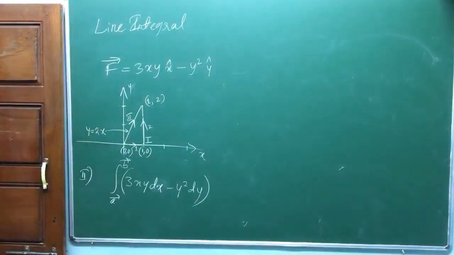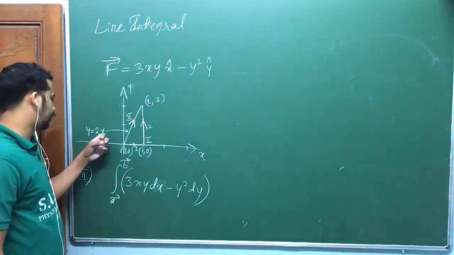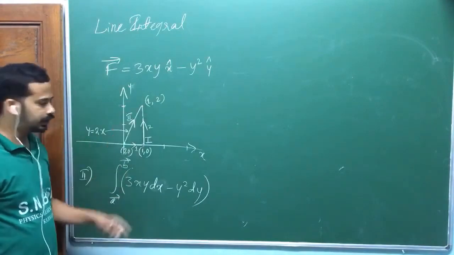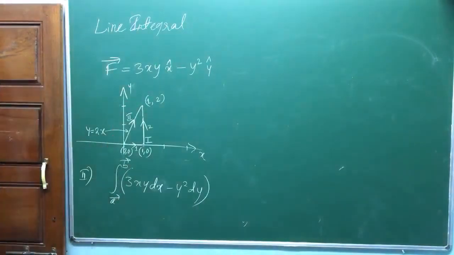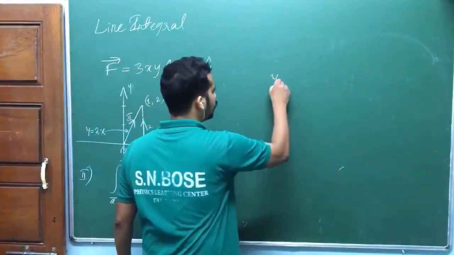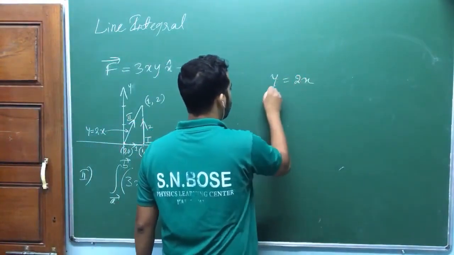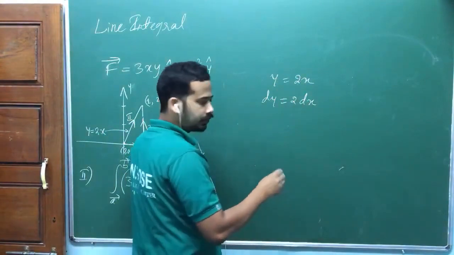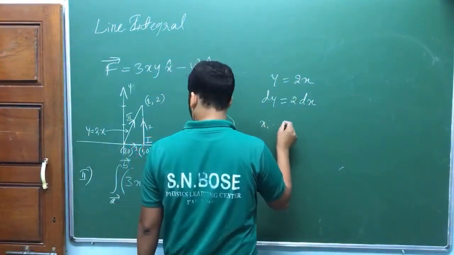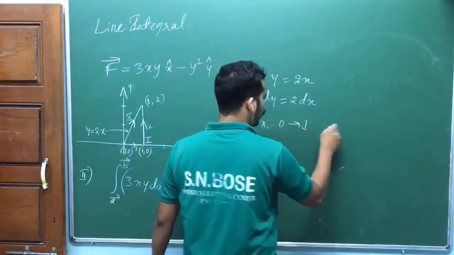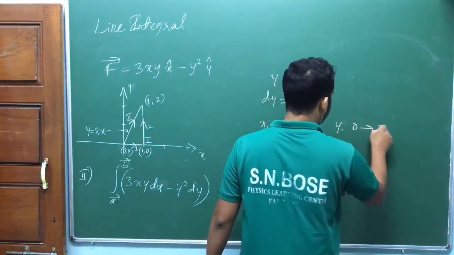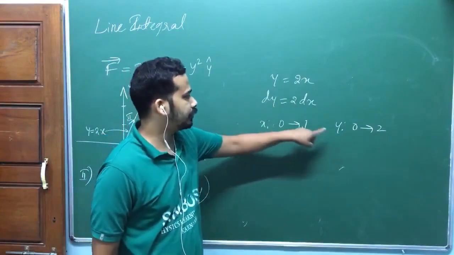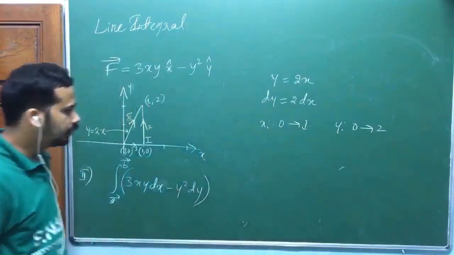Is that okay? When y equal to 0, x equal to 0, or when x equal to 0, y equal to 0. When x equal to 1, y equal to 2. Am I right? That is the equation of this straight line. If you write y equal to 2x, then dy is equal to 2 dx, isn't it? So if x runs from 0 to 1, then y runs from 0 to 2. Am I right? If x runs from 0 to 1, y runs from 0 to 2, isn't it?